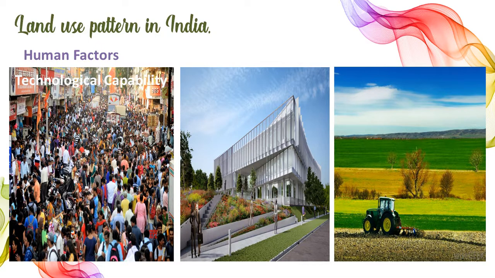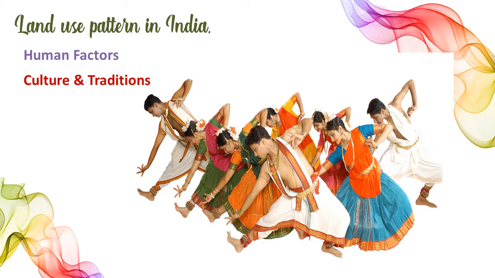Here come the technological capabilities. In cities, the technological capabilities are much better than in rural areas because in cities, educated people are readily available compared to rural areas. That's why the technological capabilities are much better than in rural areas. The next is culture and traditions. This also varies from one part of the country to the other.